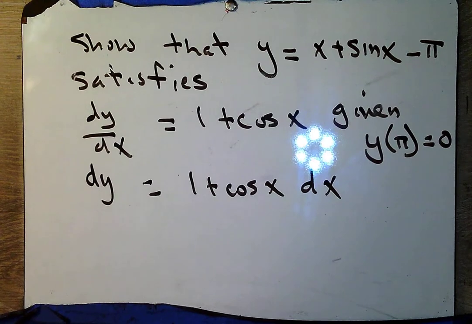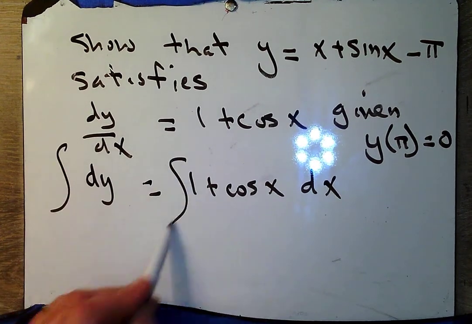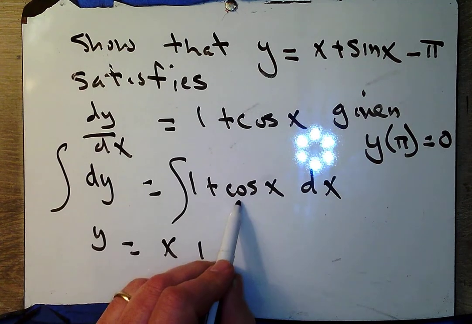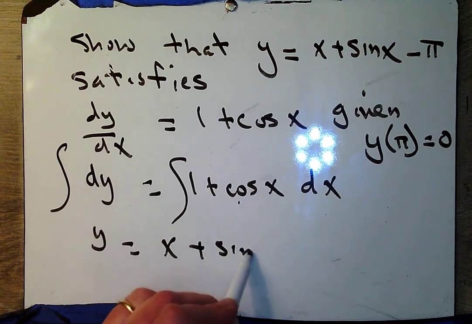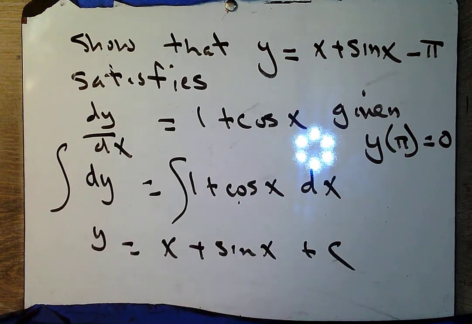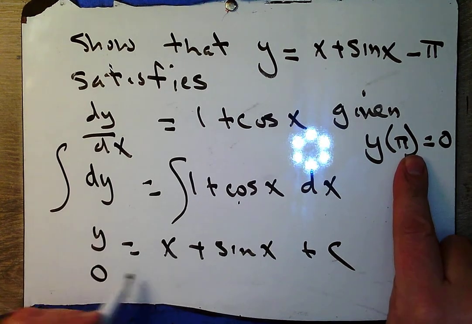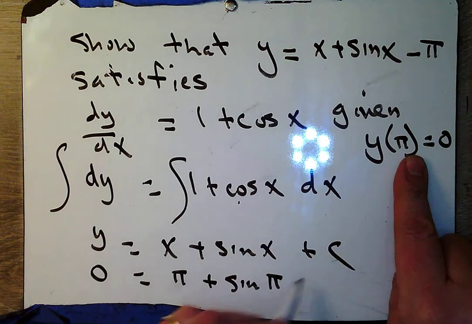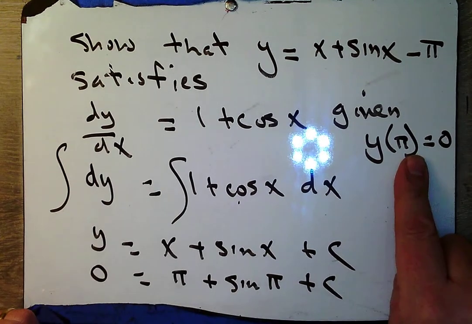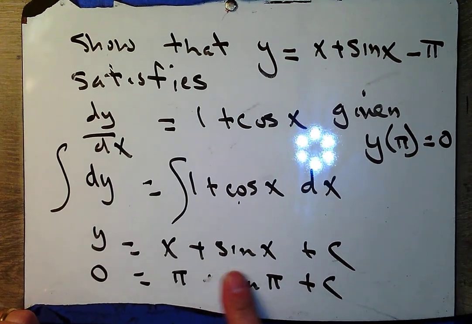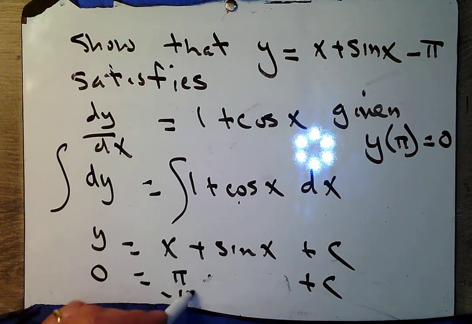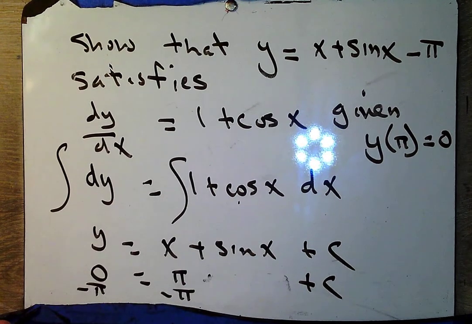We've done our separation of variables. We're integrating. Whose derivative is cosine? Sine's derivative is cosine. Let's plug in our initial condition. Sine of pi, yeah, that's 0. So c equals negative pi. Nice. And there we've shown that.